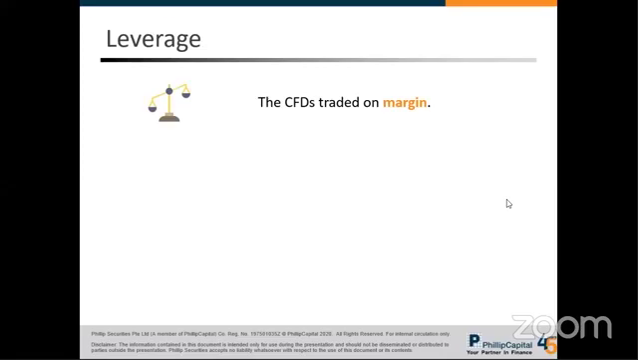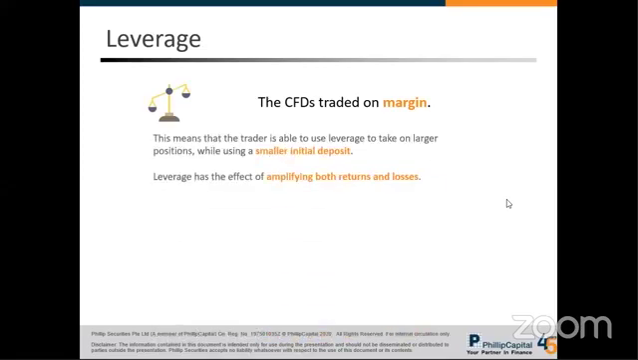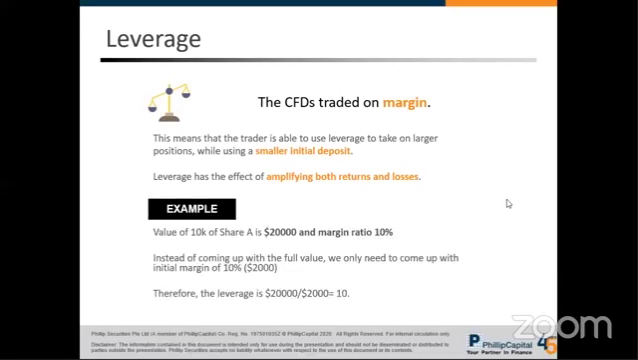Another thing, just now we talked about CFD being traded on margin. It means that traders are able to use leverage to take on a larger position while using a smaller initial deposit. But do note that leverage is always a double-edged sword. You need to handle it carefully. It can amplify your return, and also amplify your loss. We have one example. Let's say the value of these 10K shares is 20,000. If you are doing normal stock, to purchase these shares, you need to put up capital of 20,000. But with CFD, with a margin requirement of 10%, instead of coming up with the full value, you only come up with 10%, which means 2,000. So you just need 2,000 to open the position. The leverage is actually 10 times, but do take note, leverage is always a double-edged sword.